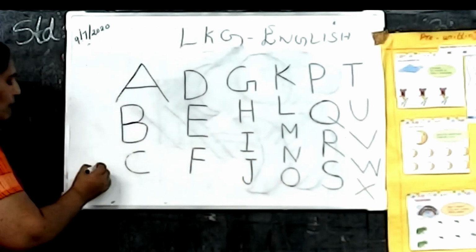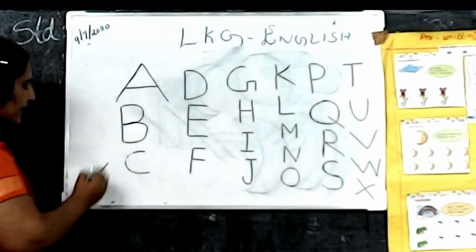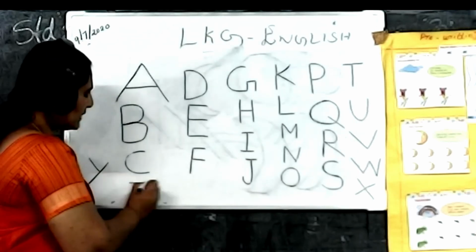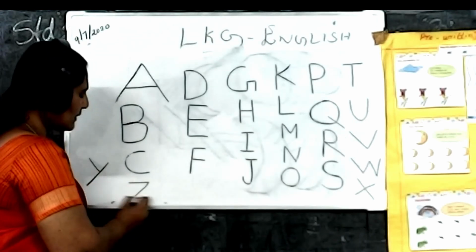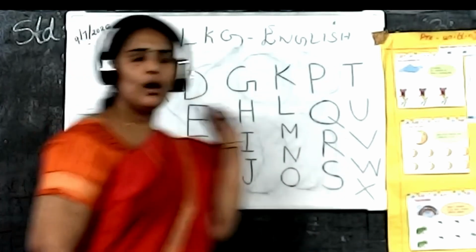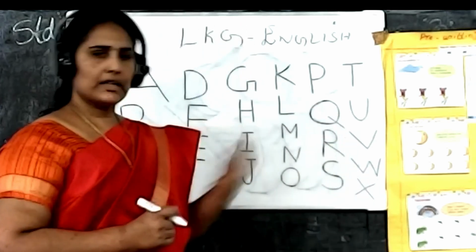Next, look at the board. A backward standing line makes Y. Then sleeping lines make Z. Very useful to write the English alphabets. Do you know that?